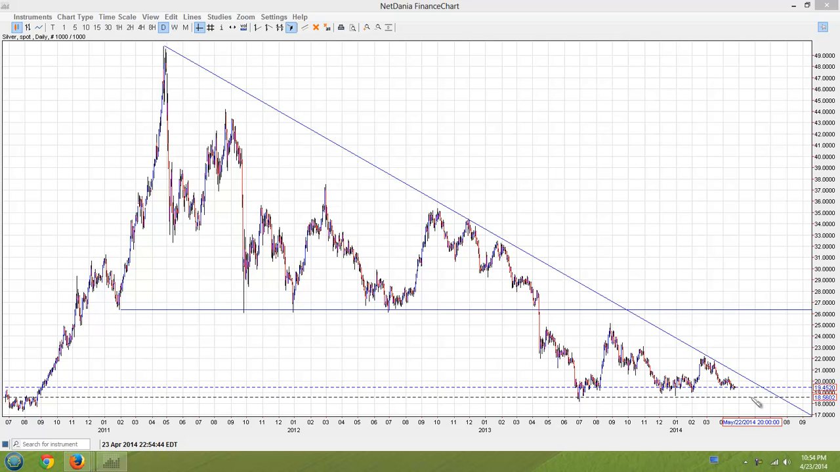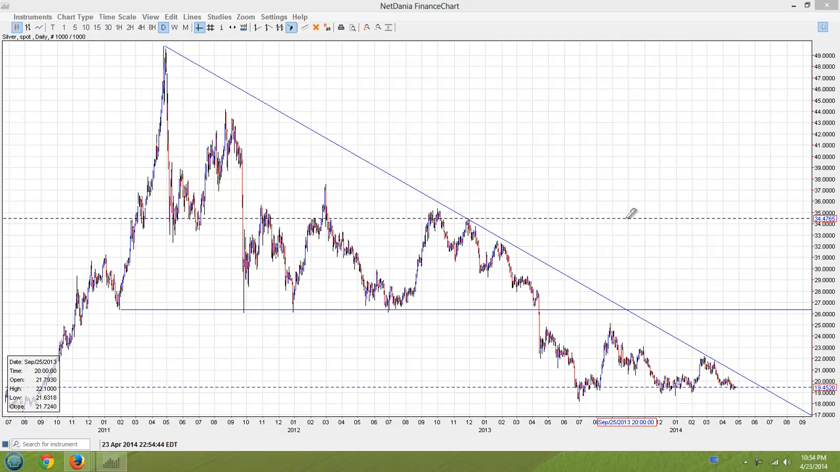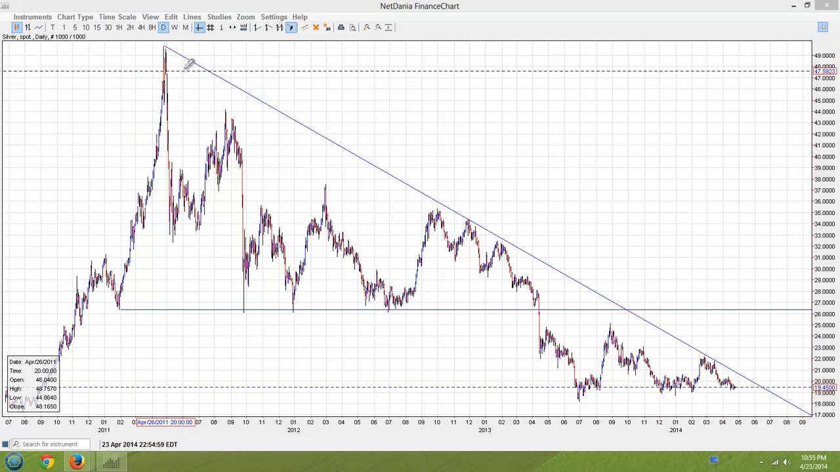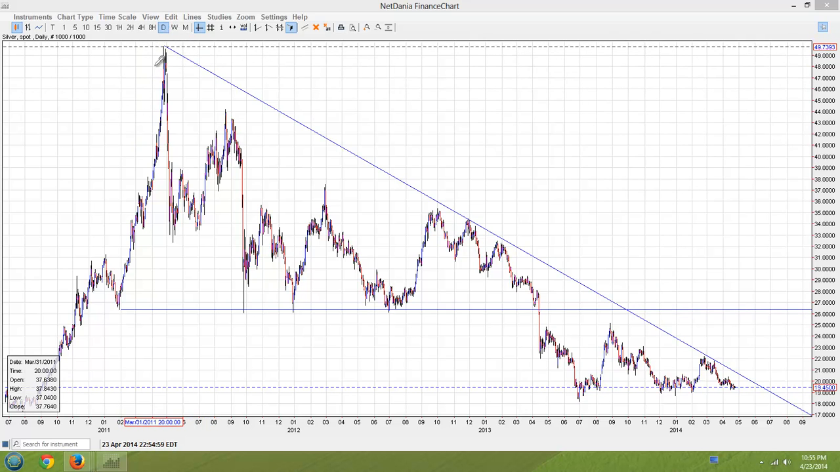And now a breakout even above 20 can indicate a trend change. That's pretty amazing that we're low enough that a breakout through 20 could indicate a change of this trend that goes all the way back to May Day.